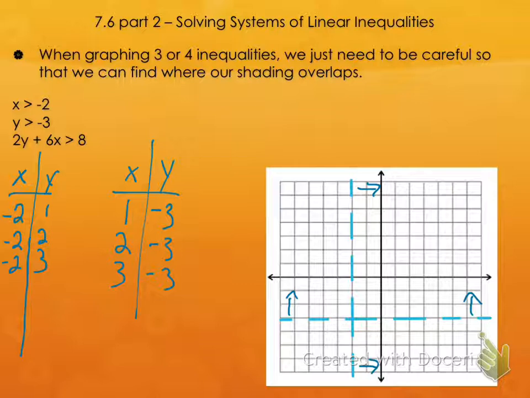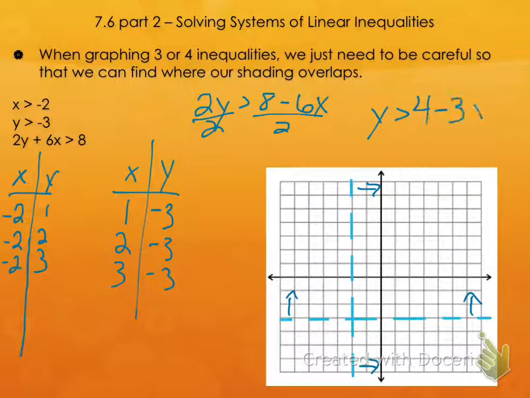Then to graph this last equation, I have to get y by itself. So I subtract the 6x to the other side. So 2y is 8 minus 6x, and divide both sides by 2. So y is greater than 4 minus 3x. So when I graph it, start at 4 up, go down 3 right 1, down 3 right 1, down 3 right 1. Graph that one.